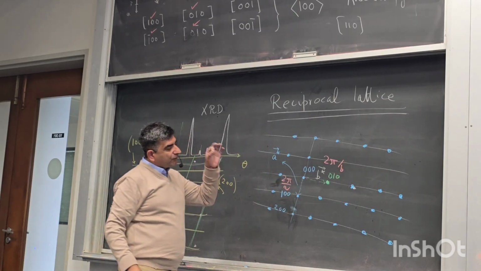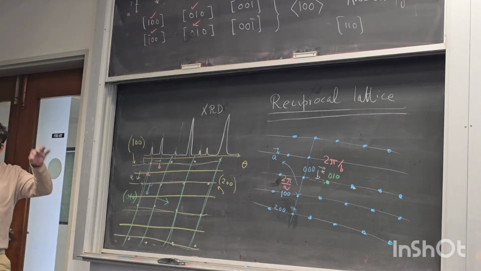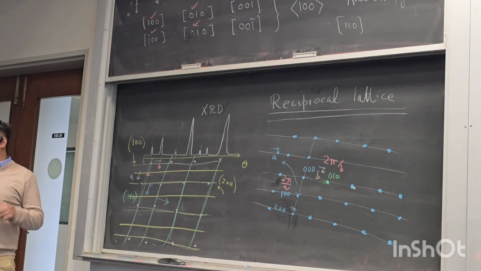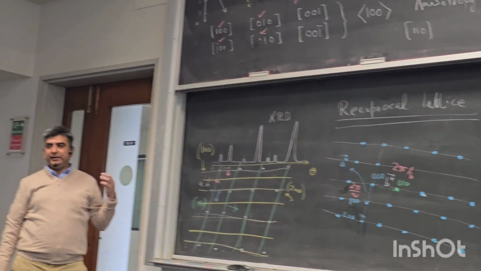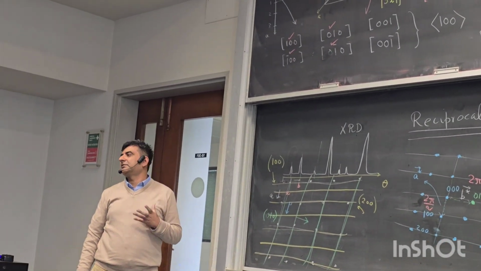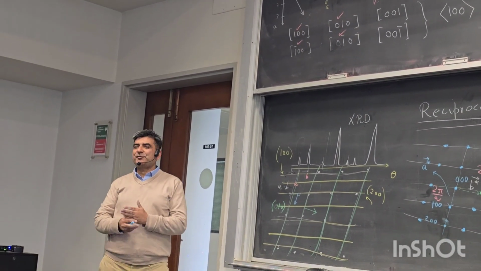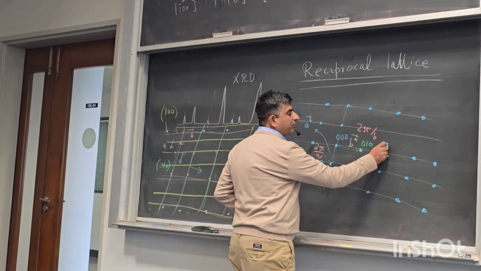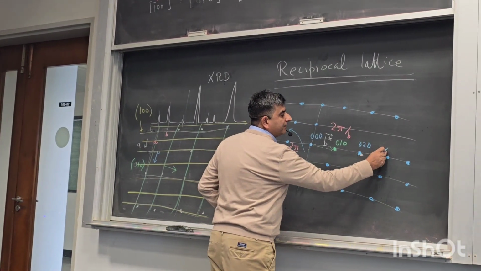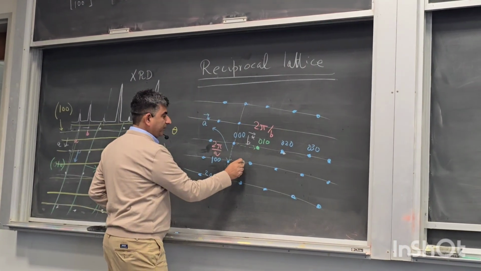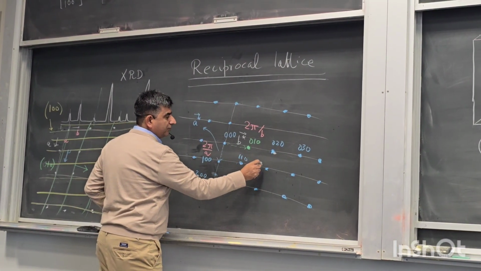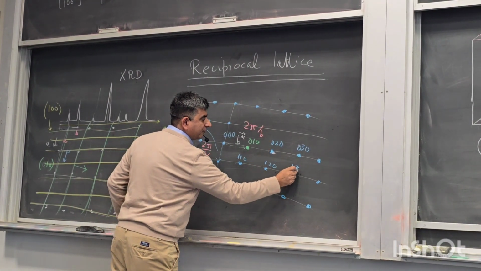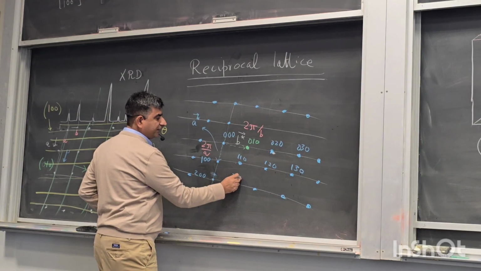And the indices of these points. Now each point is distinct, unlike the direct lattice point. Each point is different from the other because it corresponds to a different plane spacing. So this point is 0, 1, 0. This point would be 0, 2, 0, 0, 3, 0. This point would be 1, 1, 0, 1, 2, 0, 1, 3, 0. This point would be 2, 1, 0.